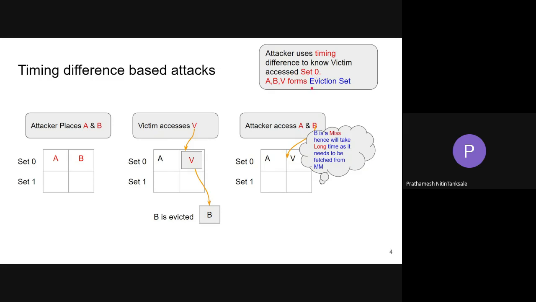So here comes the definition of an eviction set in this paper. The eviction set means the blocks which access this particular set, and with which an attacker is successfully able to know whether the victim has accessed it or not. So in this example, blocks A, B and V will form an eviction set.